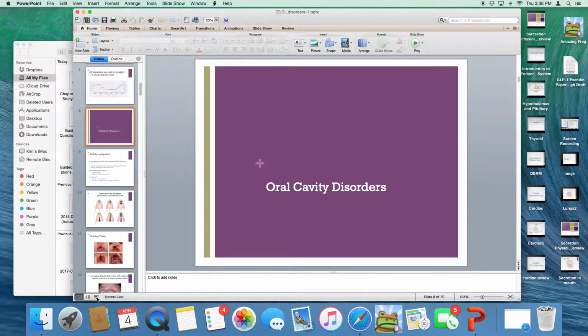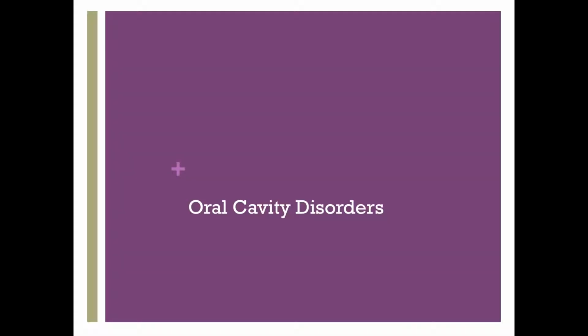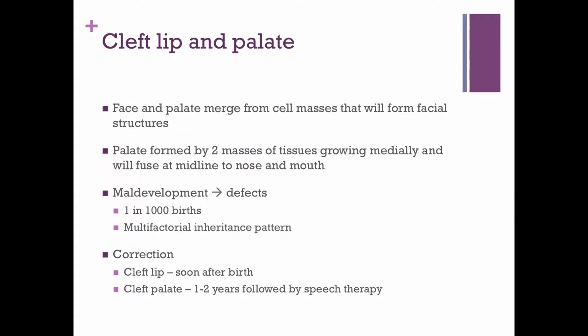The first topic that we'll go through for the GI pathologies are oral cavity disorders. This is at the very beginning of the alimentary canal, and it's the mouth's job, remember, to chew and to aid in swallowing. So, we'll start out with one of the most common inborn errors. This is a cleft lip and/or cleft palate.